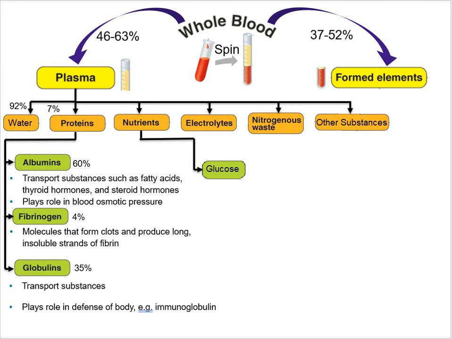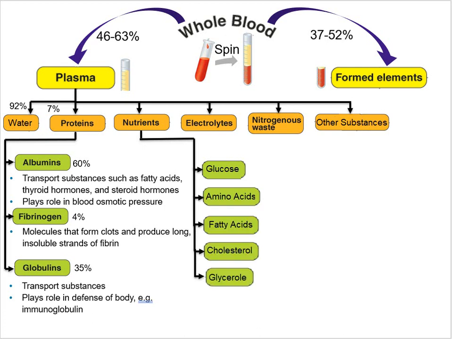Now let's look at the nutrients. So we're going to discuss now the nutrients. What are the different types of nutrients that you find in the plasma? You find glucose, which is used as a source of energy. In addition to glucose, we find amino acids. In addition to amino acids, we find fatty acids. We find cholesterol, we find glycerol.